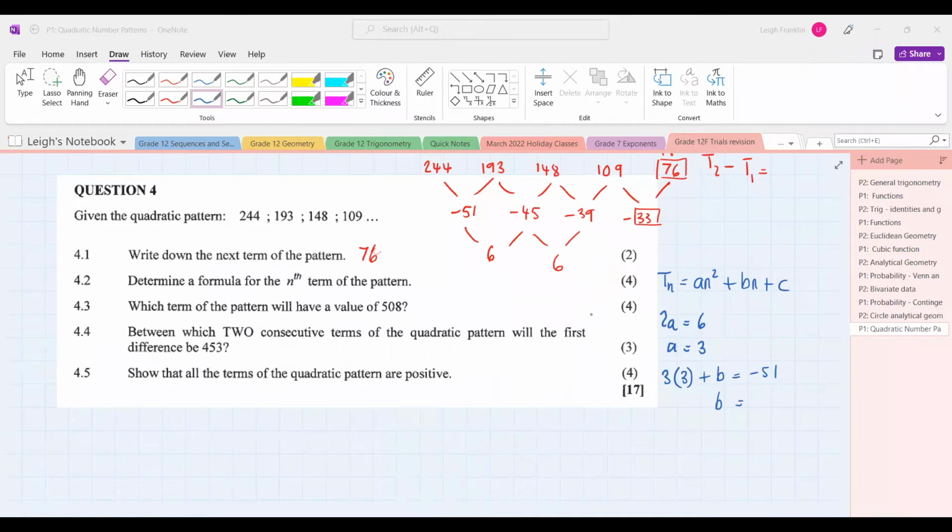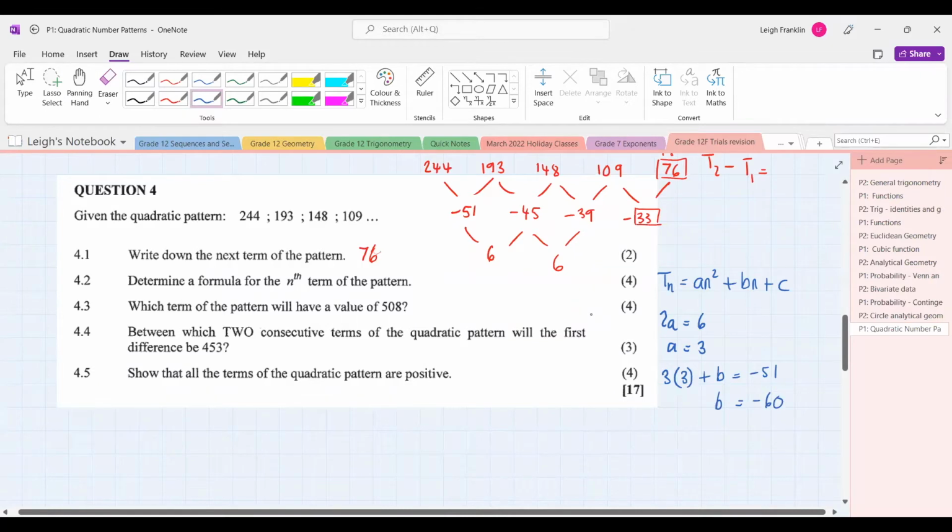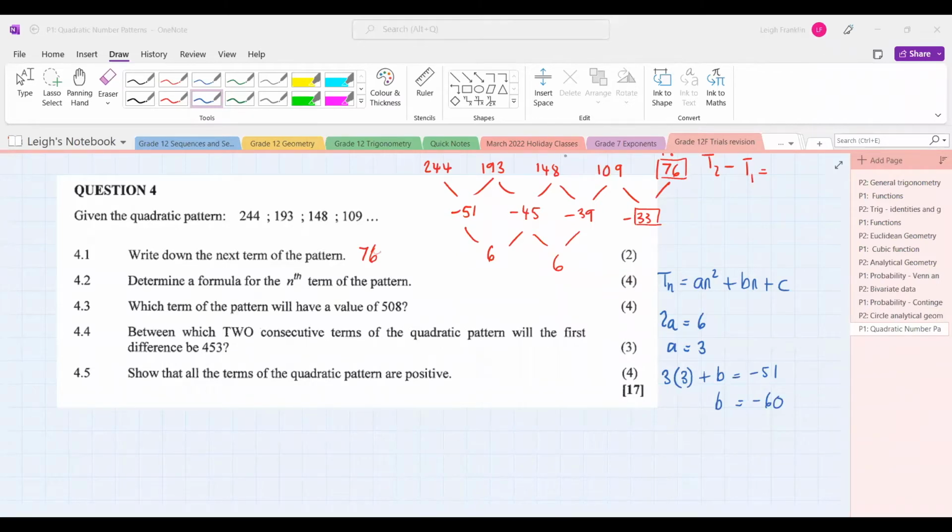Yes, negative 60 is correct. Okay, negative 60 is right. Well done. Perfect. Good. All right. So now we have to work out the value of C. How are we going to do that?